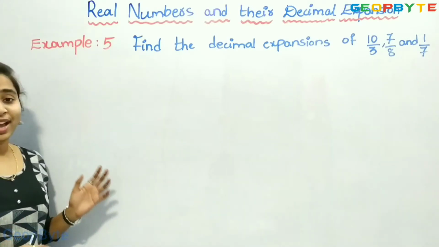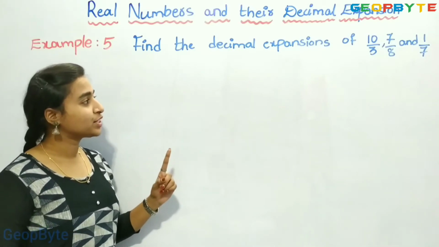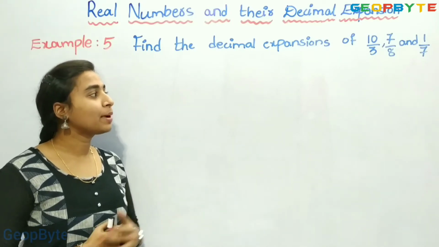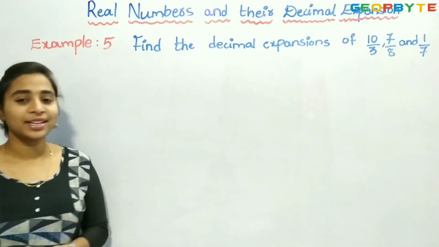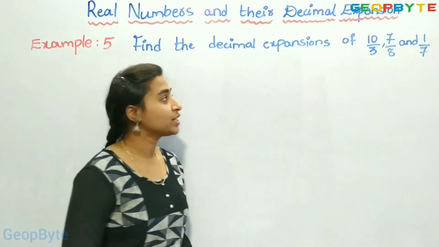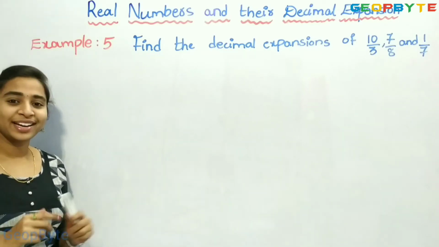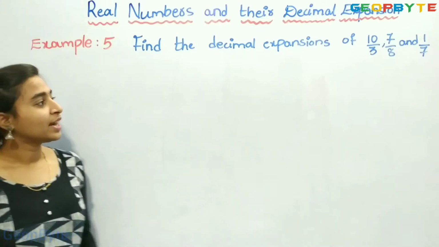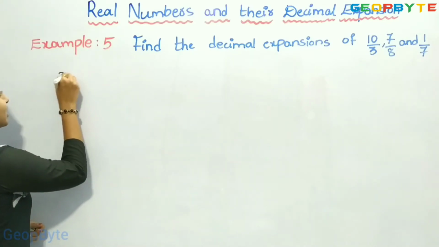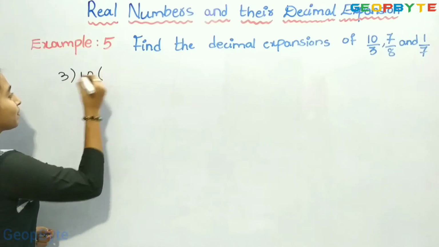In this, we have example number 5. Find the decimal expansions of 10 by 3, 7 by 8 and 1 by 7. Now, let us find the decimal expansions of these three rational numbers or real numbers. First, let us take 10 by 3. 3 is our divisor and 10 will be dividend.